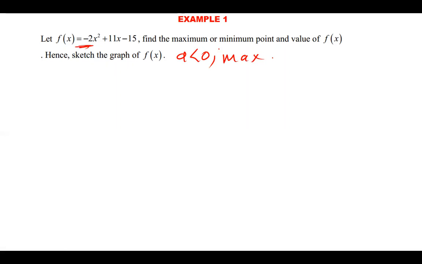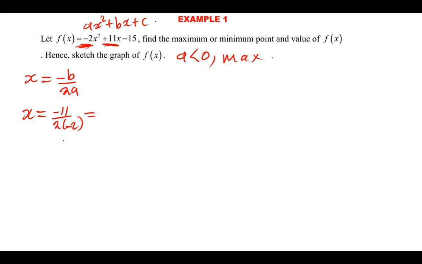After knowing that it has a maximum value, you can now find the value of x at the turning point. How do you find it? The value of x at the turning point is given by negative b over 2a. We know that a quadratic equation is always in the form ax squared plus bx plus c. So x is equal to negative b, which is negative 11, over 2 times a, and the value of a there is negative 2. The value of a is simply the coefficient of x squared. So the value of x at the turning point is negative 11 over negative 4, which is 11 over 4.